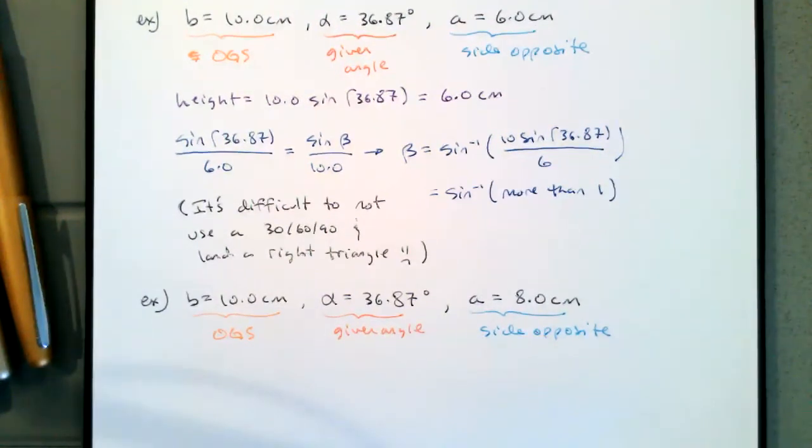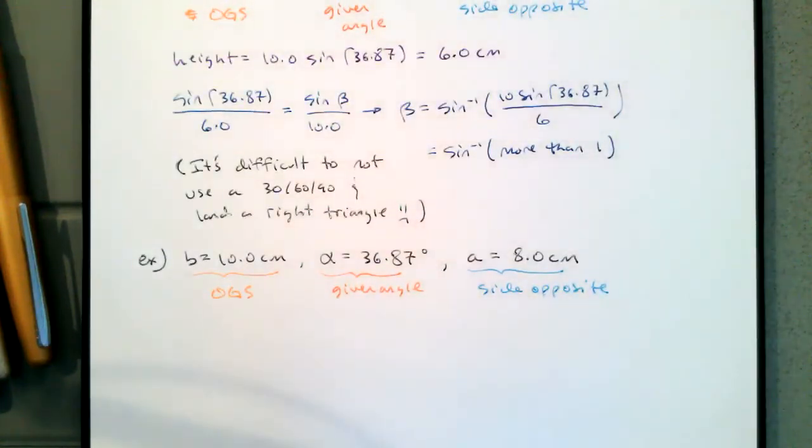We can calculate the height as 10 times the sine of 36.87, which we know is 6. So the side opposite the given angle is greater than the height, but less than the other given side. So this is a two triangles case. We just have to remember that the ambiguous case could lead to two triangles.